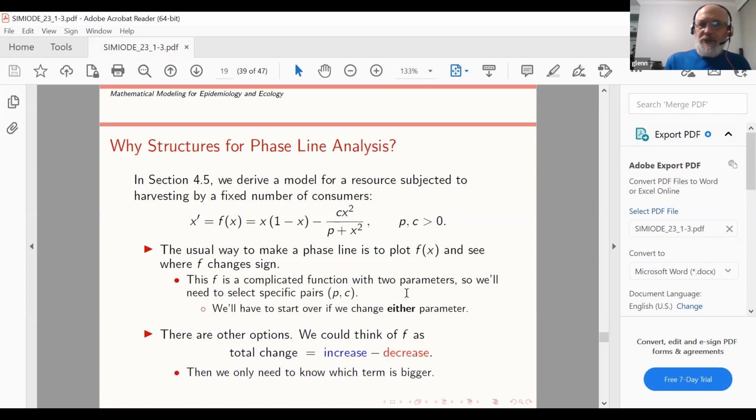It's not the only option. We could think of this function f as being an increase part minus a decrease part, and we could draw a blue graph for the increase and a red graph for the decrease, and then the equilibria are where they cross, and whichever one is bigger determines whether we're increasing or decreasing. So this is every bit as good as following f. It's just as easy to tell whether blue is bigger than red as it is to tell whether f is positive. And in fact, it's more intuitive.